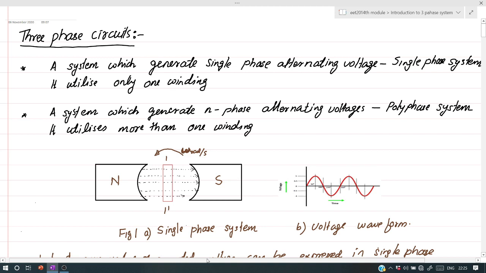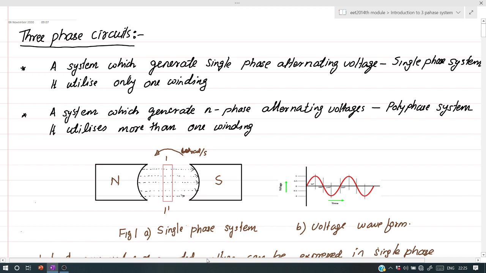A single-phase system is a system which generates single-phase alternating voltage. That is, a single-phase system utilizes only one winding. If a system generates three-phase alternating voltages, then that system is a three-phase system. That is, a three-phase system utilizes three sets of windings.